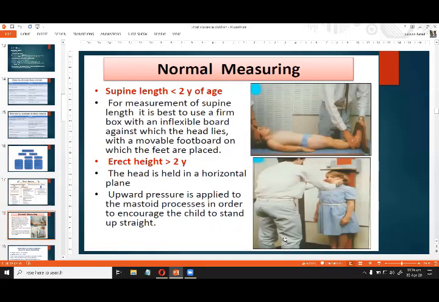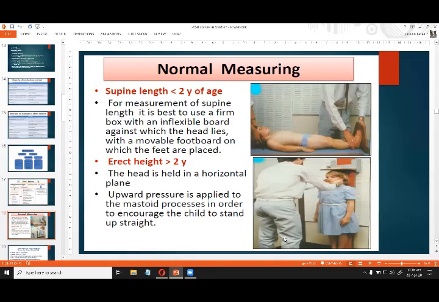Now, before going on, we should be very well versed: how will you measure the height normally? In case of a child who is under 2 years of age, you will measure the length instead of height. For this, a special equipment is used that is called an infantometer. It is a firm box, has got an inflexible pole against which the head lies, and you make the child lie on that flat surface, and there is a movable footboard on which the feet are placed. And having placed the child flat on this surface, you adjust this movable footboard, and after this, you take the final length of the child.